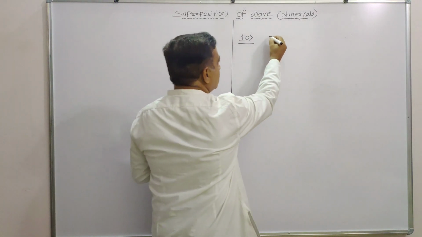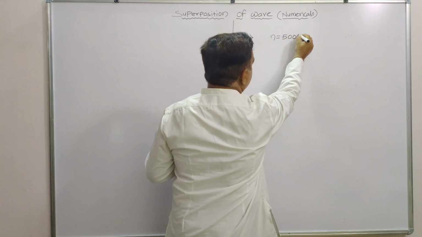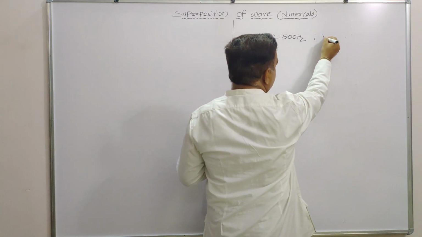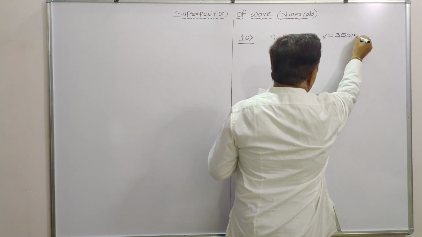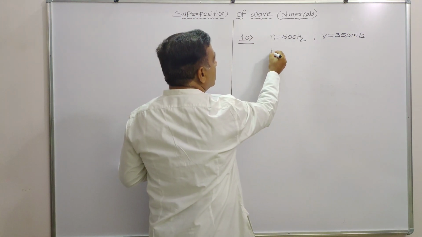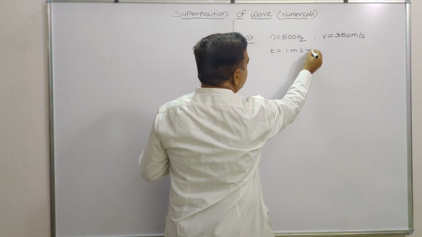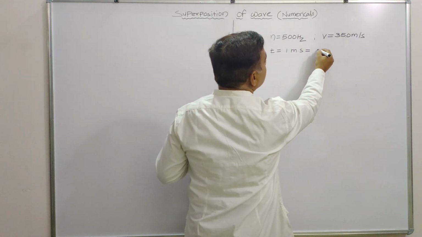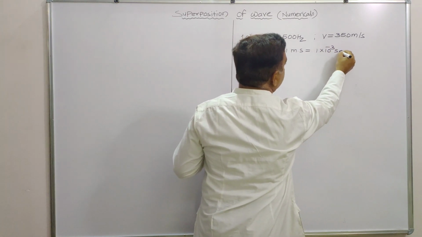So what are the factors which are given? Initially we are going to write that. We know the frequency is given, that is frequency is equal to 500 hertz. Then we have the velocity, it is also given. Velocity is 350 meter per second. And the time is given, that is 1 millisecond. We need to convert that. How to convert millisecond into second? That is 1 into 10 raised to power minus 3 second.